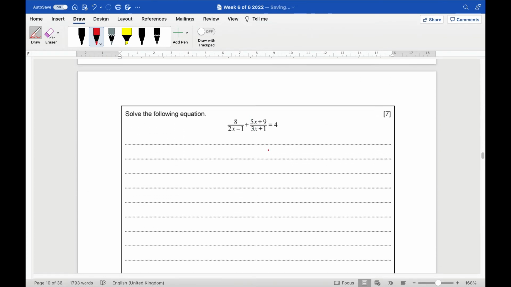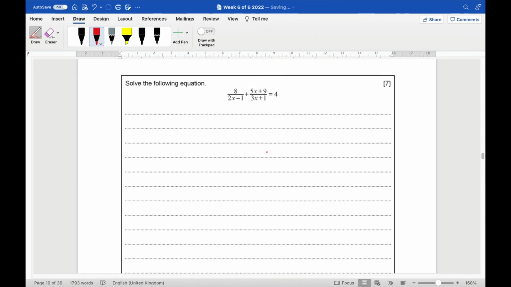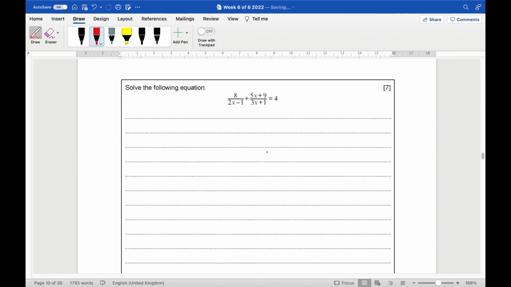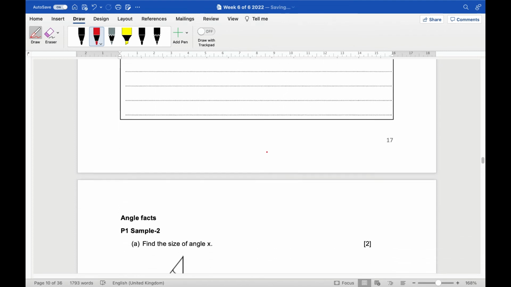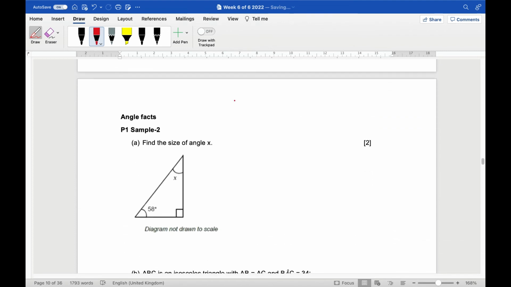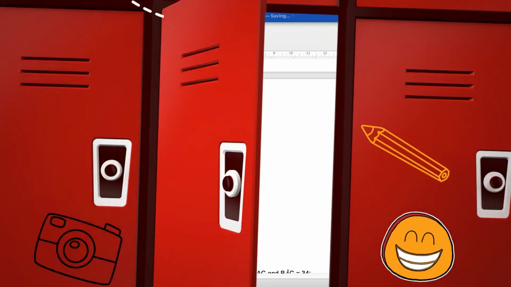Now, this one I'm not going to do on this video. I'm going to do it on Wednesday of half term, and if you're not in, I'll do it with you at another time because it looks like nothing else and it's very unusual, so I don't want to get bogged down in it. Then we've got another express as a single fraction, and we're on to the next topic.